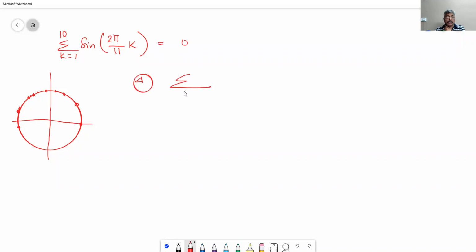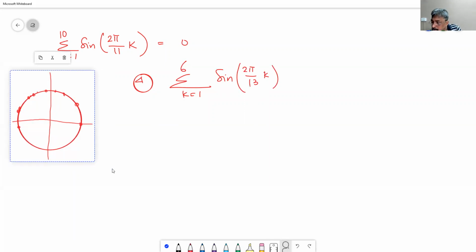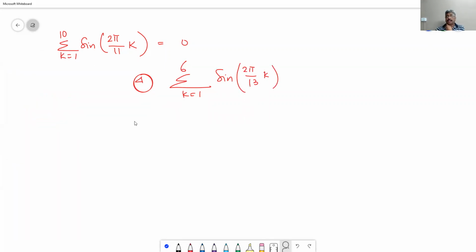Sigma k equals 1 to 6 sine 2 pi by 13 times k. Okay. Now, okay, so let me make a diagram again. Now, I am going to just explain it to you for both ways, geometric and algebraic. Therefore, bear with me. Suppose I have a circle.